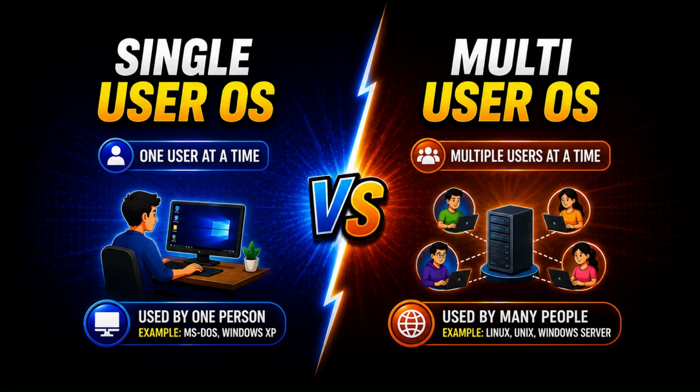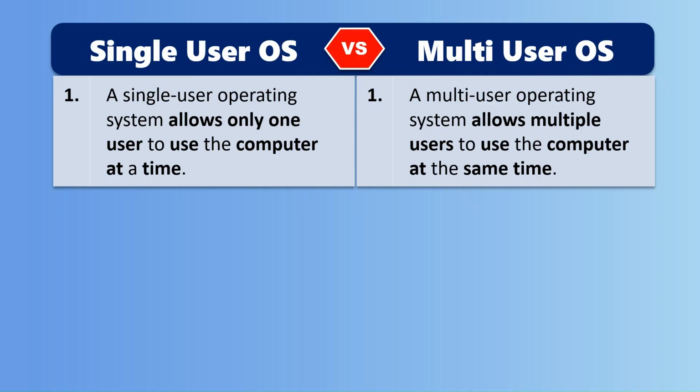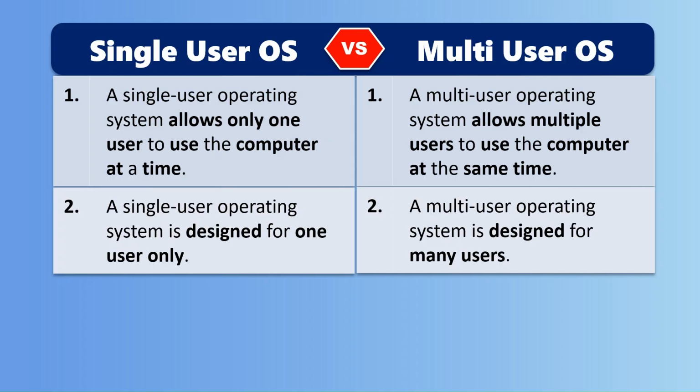Let's see what is the difference between single-user OS versus multi-user OS. A single-user operating system allows only one user to use the computer at a time. A multi-user operating system allows multiple users to use the computer at the same time. A single-user operating system is designed for one user only. A multi-user operating system is designed for many users.